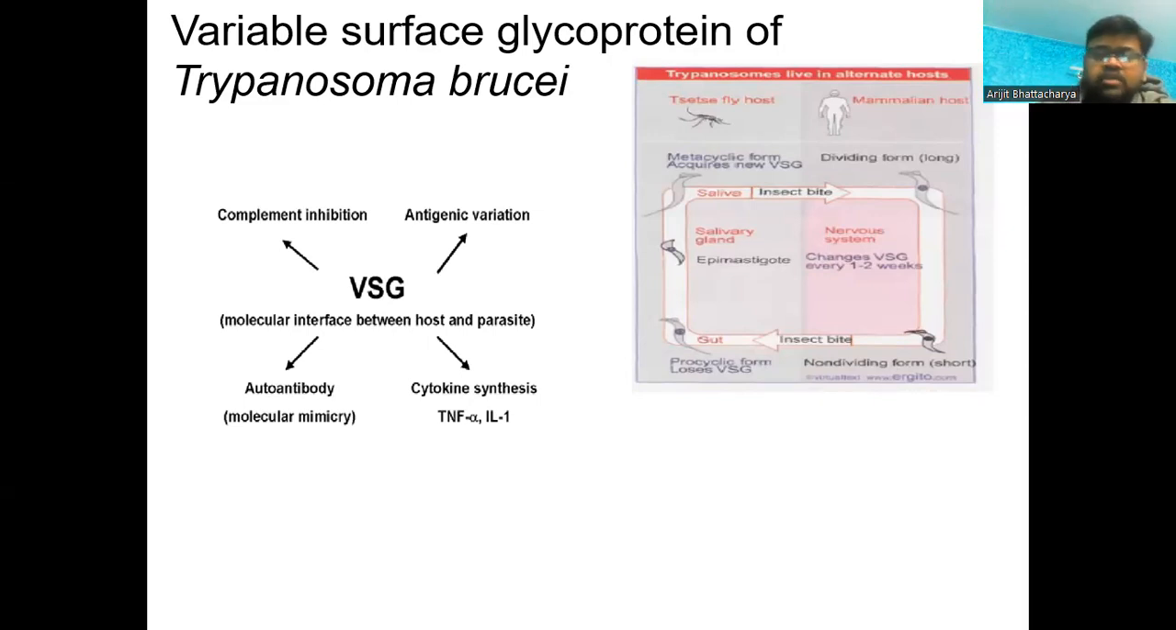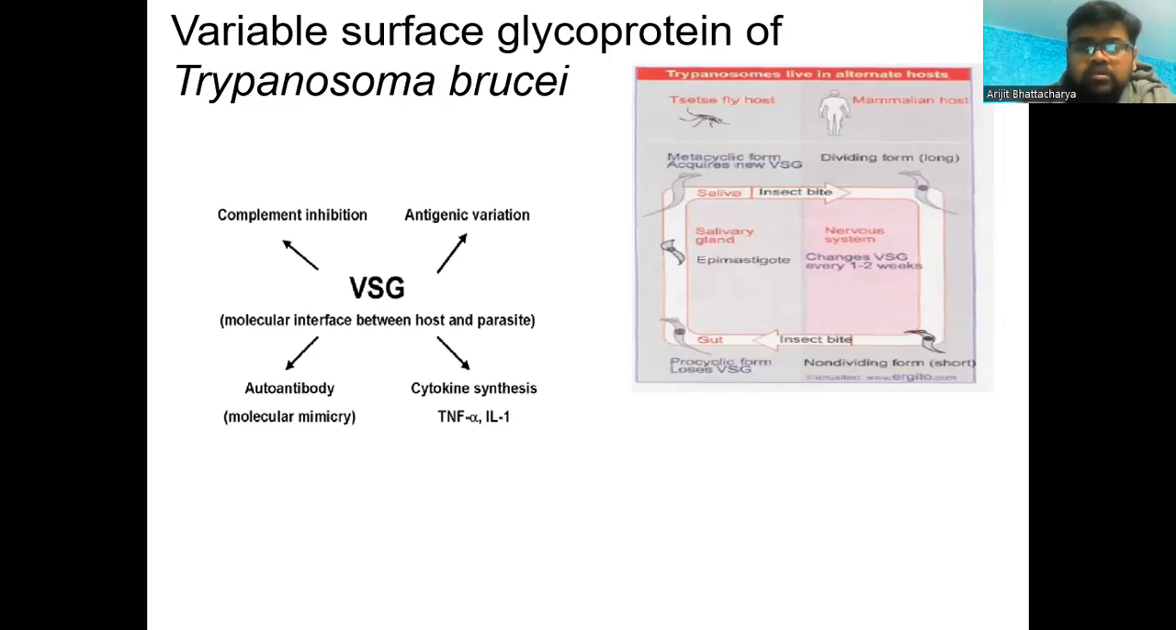and it can bite humans, and thereby the parasite gets into the human system, where it can proliferate, and it can differentiate into several forms like procyclic form, metacyclic form, stumpy form. All of those forms it can change, and it can affect our nervous system and other systems to elicit the pathogenicity.